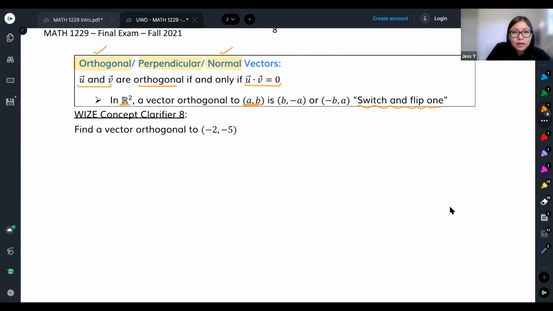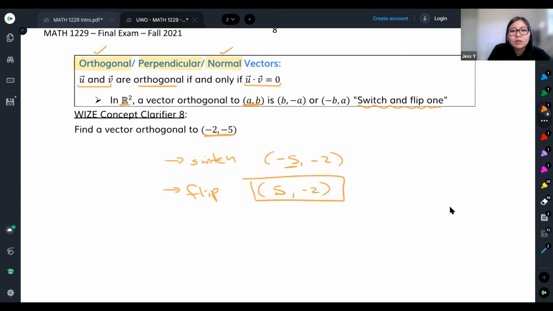So for example, in question 8 here, find the vector that is orthogonal to (-2, -5). We're going to switch, meaning we're going to end up with (-5, -2), and then we've got to flip one of the signs. Usually they're going to flip the sign so that the first number is positive. So we're going to flip this sign here and we're going to get (5, -2). So we know that this vector is going to be orthogonal to (-2, -5). These are perpendicular. You can check it, find the dot product between the two and you'll get 0. I'll leave that for you to try, okay?